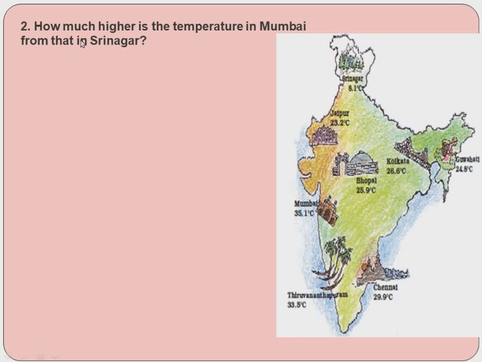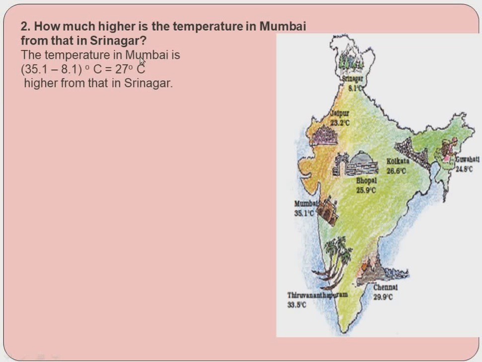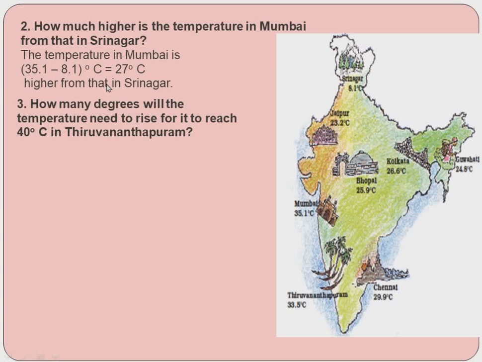Now, second one: how much higher is the temperature in Mumbai from that in Srinagar? First, Mumbai's temperature is 35.1 degrees Celsius. And next, Srinagar is 8.1 degrees Celsius. So how much higher means what you will do? You will subtract. So 35.1 minus 8.1, that is 1 minus 1, 0. So 35 minus 8, 27. 27 degrees Celsius is higher from that in Srinagar.